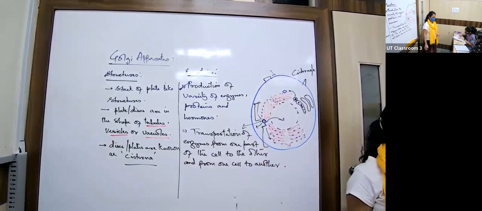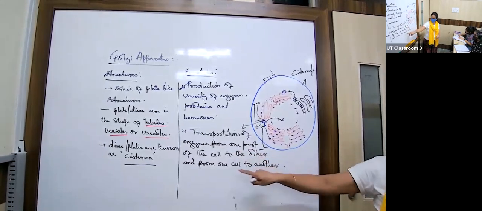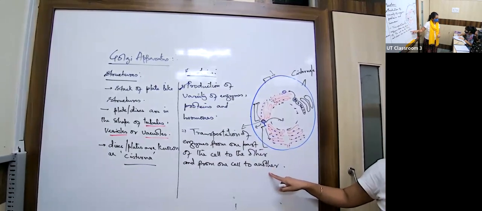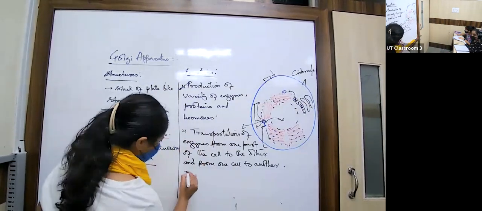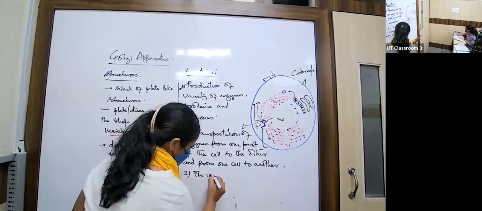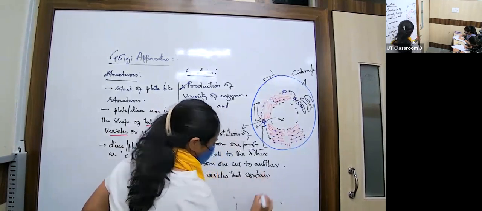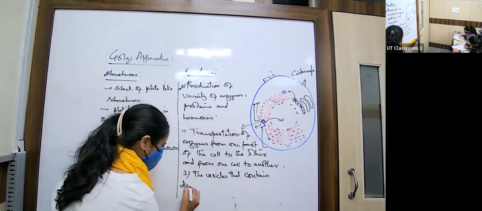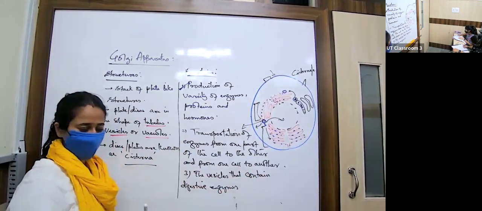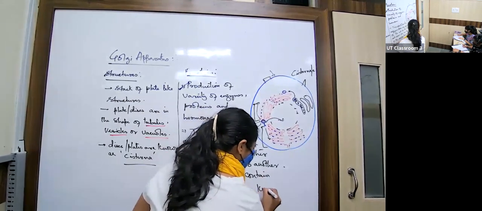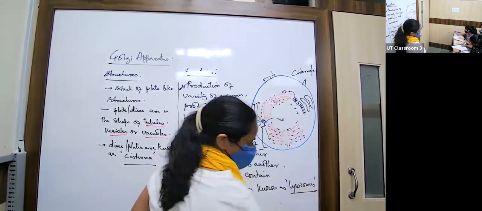ठीक है? From one part of the cell to the other, and from one cell to another. ठीक है? आया समझ में? Now, the third function that we are going to talk about is the vesicles that contain, this is very important, the vesicles that contain digestive enzymes. The vesicles that contain digestive enzymes are known as lysosomes. सुना है lysosomes? Yes.